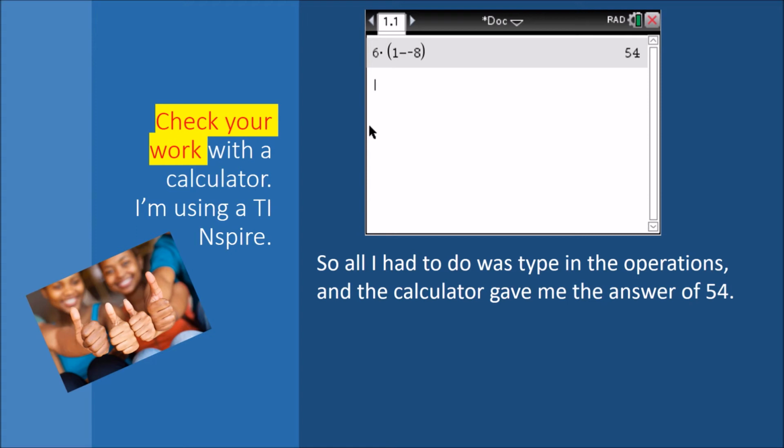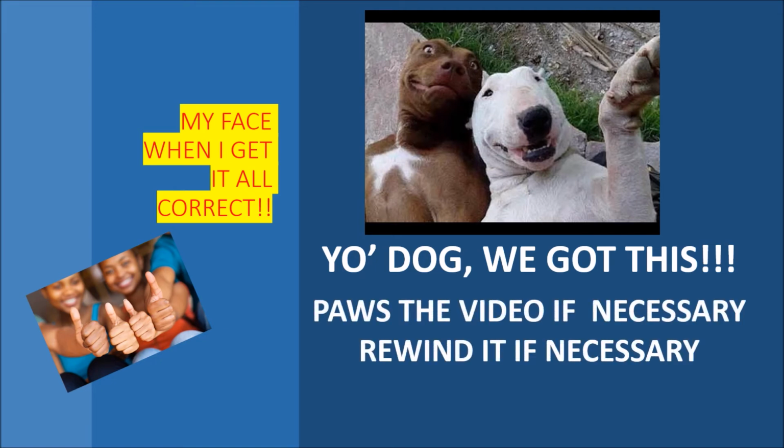So if you have any questions on this, ask your teacher or ask your shoulder partner. Yeah, so this is my face when I get it all correct. And as we can see from our two freshman Algebra 1 students here, yo dog, we got this. Remember, if you need to review this, you can always rewind the video and watch those examples again. And pause if you need to. If you have any questions, you can always just stop and ask your shoulder partner.